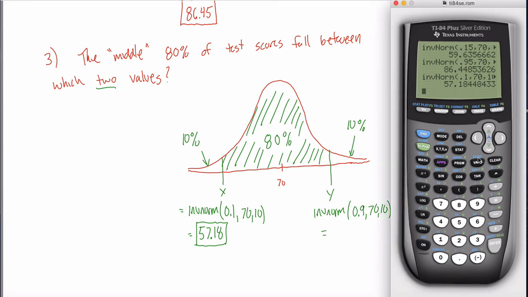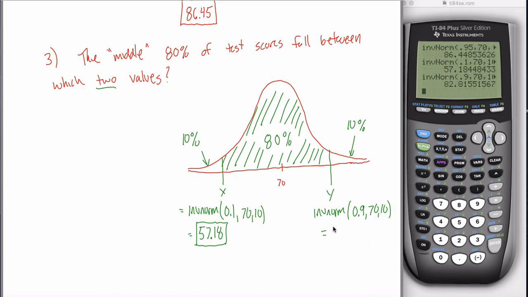And so I'm going to use inverse norm, second and then variables. Inverse norm, 0.9 is the area to the left, 70 and 10. And then I'll hit enter. In this case, I'm getting 82.82, I guess? Sure. Those would be my 2 answers.